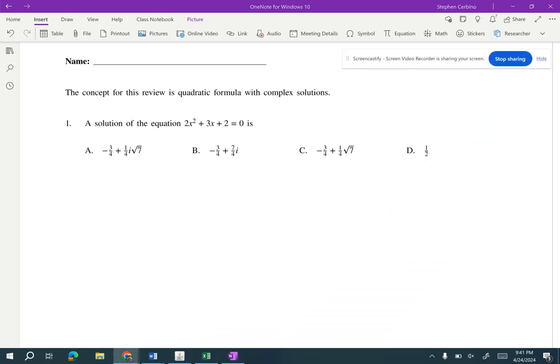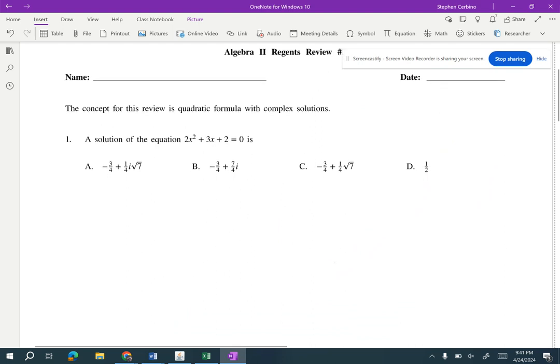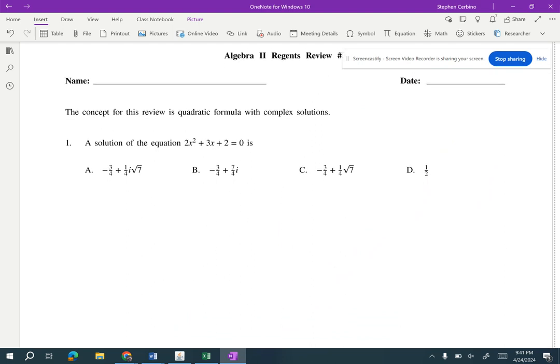All right, everybody, welcome to the video here for weekly review number 3 for the Algebra 2 Regents exam. So the big concept in this review is, can we use the quadratic formula, and can we use it when there are potentially complex solutions?